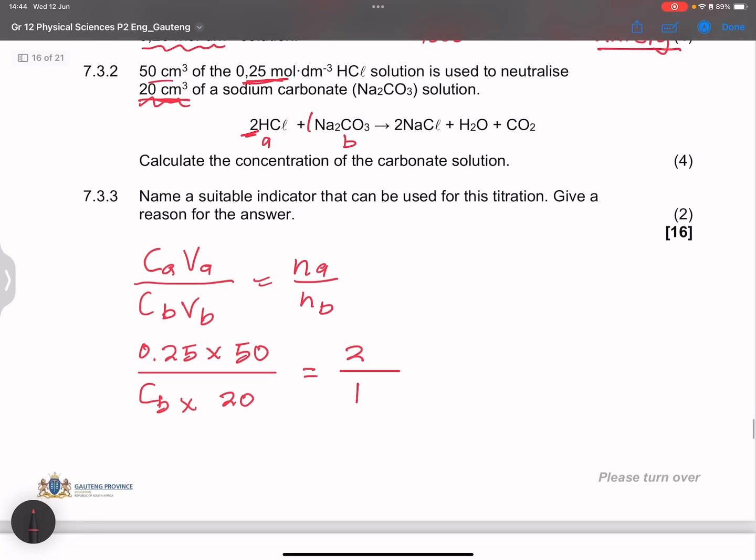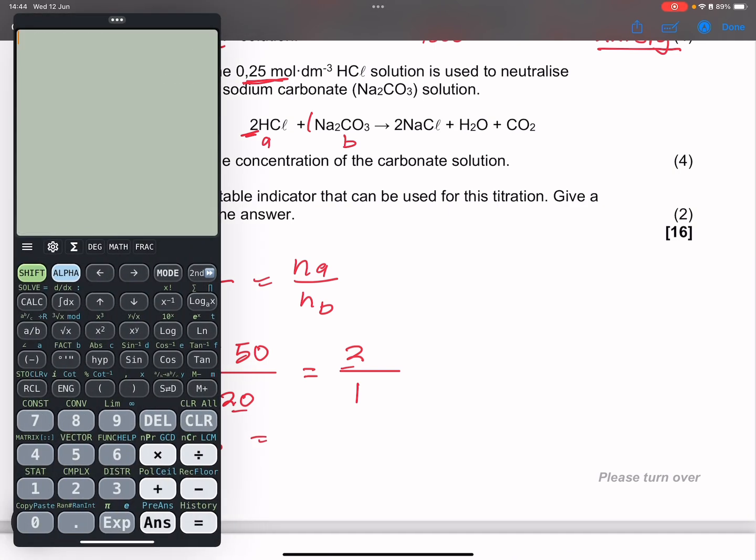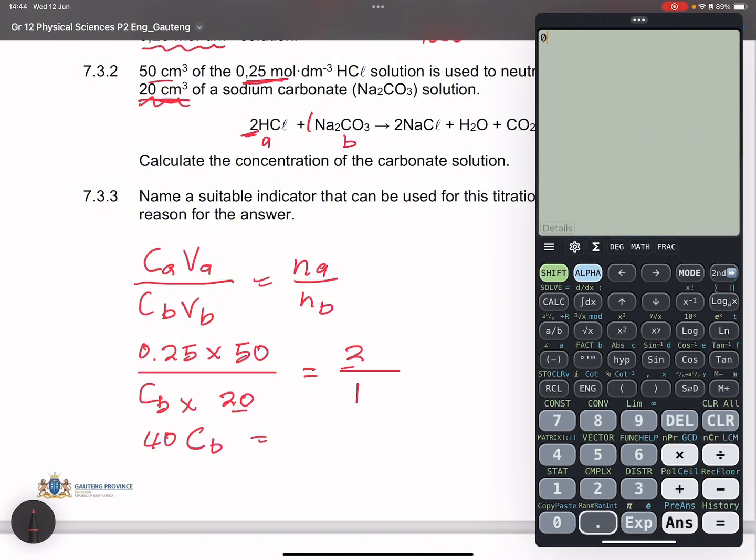So let's do some gymnastics. Okay, so we've got 20 times 2 times CB, that's 40 CB, which is equal to, in fact, we might as well just do that with one calculation. So 0.25 times 50, okay, times 1, which is equal to that, and we are going to divide that by 40. And so this is simply going to give us 0.3125. Okay, so that still gives us 0.31 moles per cubic decimeter.